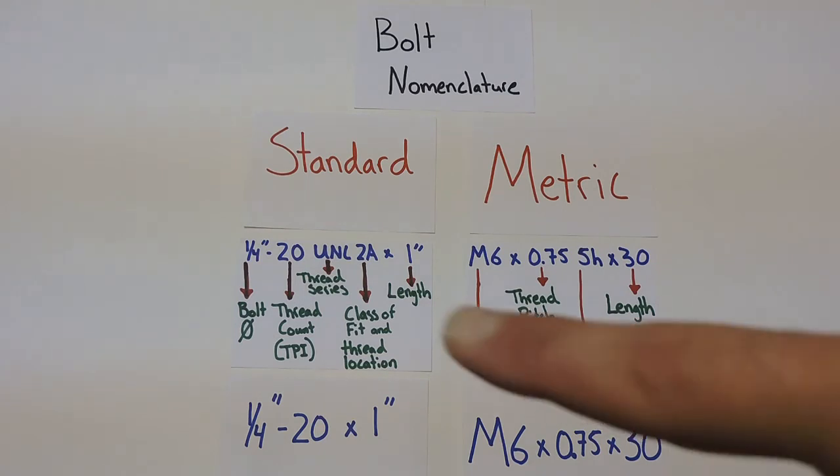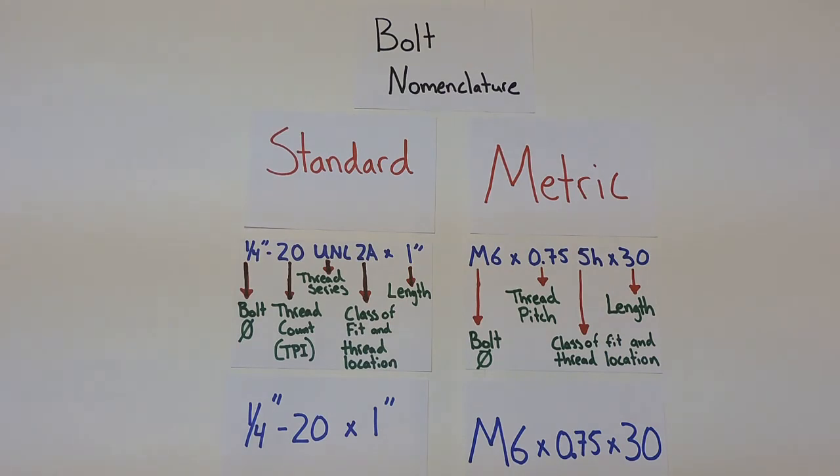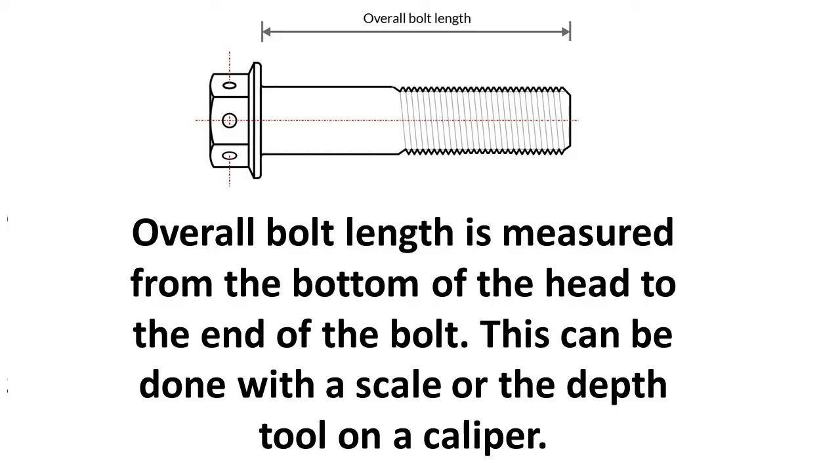The next number over here, this thread count, threads per inch, or thread pitch, that is also on your reference chart. However, you will need to find that manually with a thread pitch gauge. The class of fit and thread location typically don't matter much to us here in the automotive field. We're always going to be working with a 2A or a 5 lowercase h, a 5 uppercase h, or a 2B. The length of a bolt can be measured using the depth portion of a caliper or a scale and is measured from the bottom of the head to the end of the bolt.